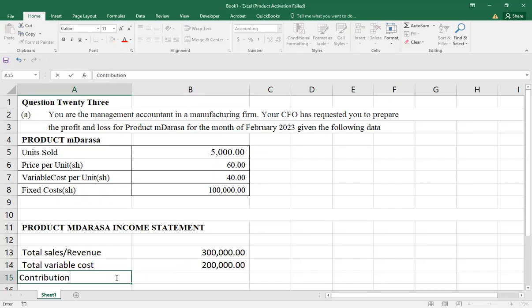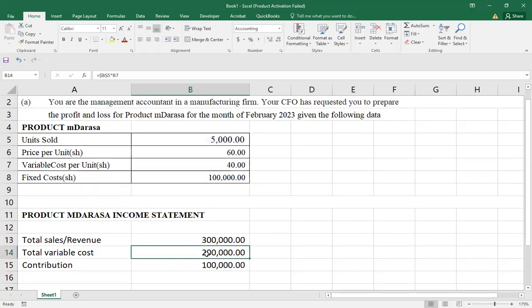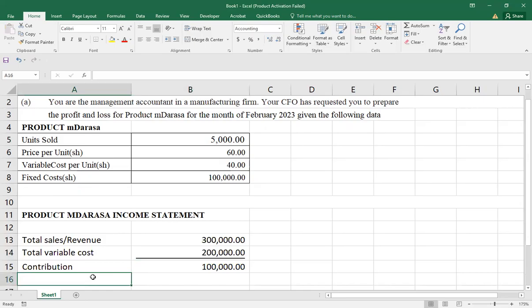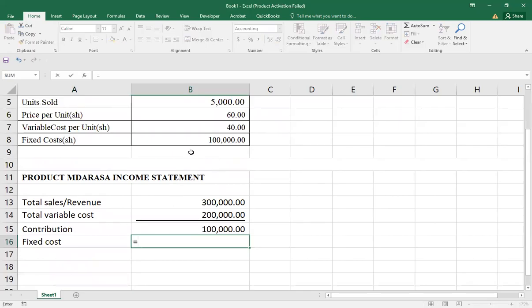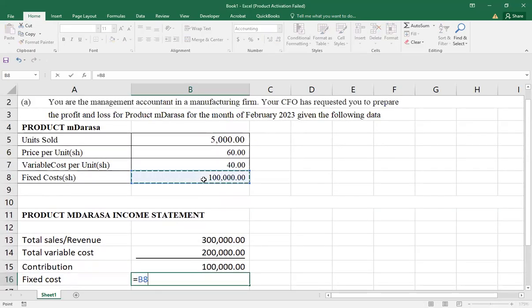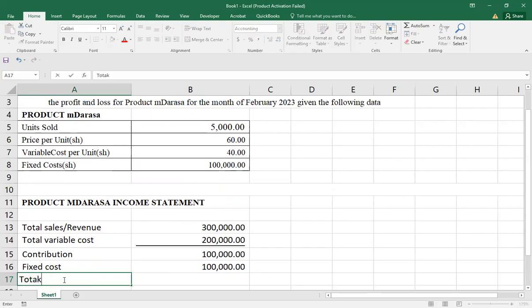Our contribution, I'll be having a contribution being that minus that to give us 100,000. Talk about our fixed costs. So my fixed costs here, I'm given the figure that I was given there of 100,000, right? Our fixed cost, I'm given here 100,000. So what will be our total? What will be our total?